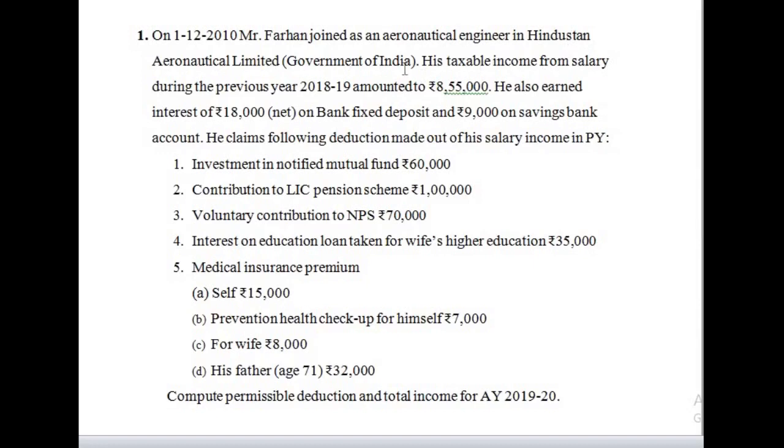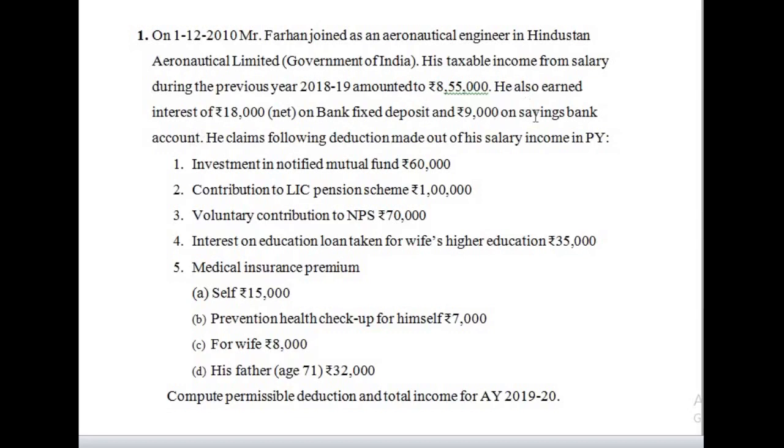His taxable income from salary during the previous year 2018-19 amounted to rupees 8,55,000. He also earned interest of rupees 18,000 net on bank fixed deposit and rupees 9,000 on savings bank account. So these three are incomes of the assessee in the previous year. He had joined as an aeronautical engineer in 2010, but these are all the incomes of the previous year. So that is income from salary. Then these two interests have to be taken as income from other sources.